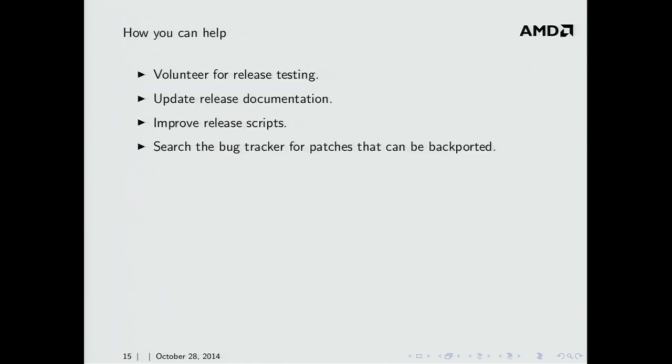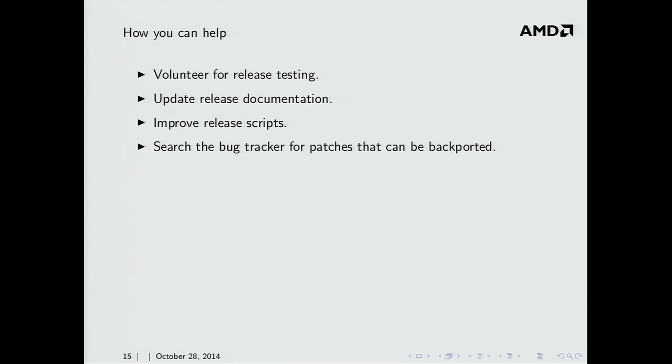So if you're interested in helping out with the stable releases, there are lots of things you can do. One thing, you can volunteer to do release testing. We always need release testers, especially if you have different hardware like PowerPC or any of the other targets. We can also update the release documentation. Anyone who's involved in helping with the release or doing release management, if you see something wrong, just update the release document. That can go a long way.